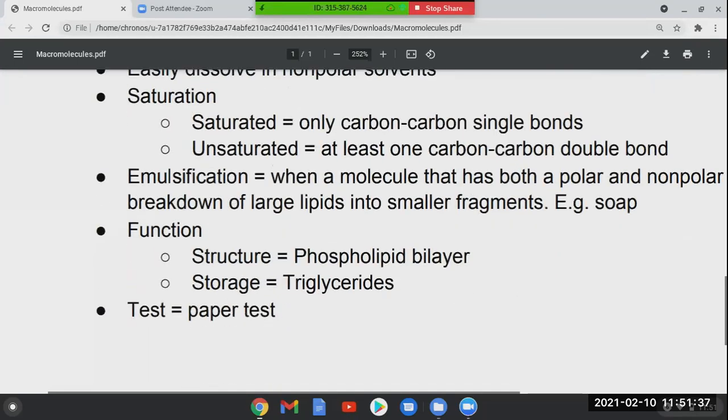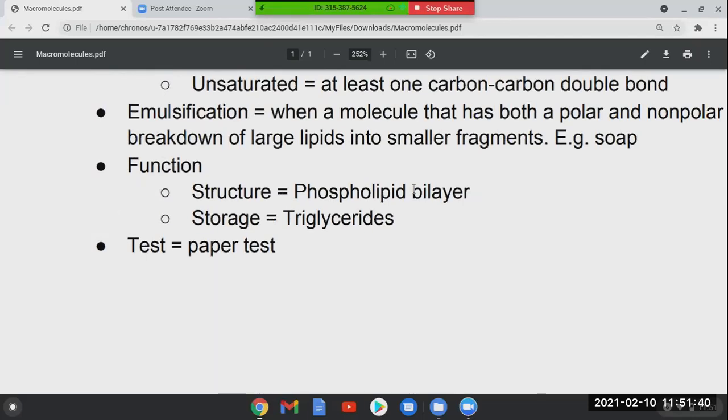Function. One of the major functions of lipids is structure, and one typical example is the phospholipid bilayer. As you probably know, cells have a cell membrane, and that membrane is a double membrane system. And this double membrane is because of the phospholipid bilayer. And the other function is storage. A typical example is triglycerides. These are storage molecules for lipids. And actually, in some cases, glycogen could be converted into lipid, and that usually happens in association with triglycerides.